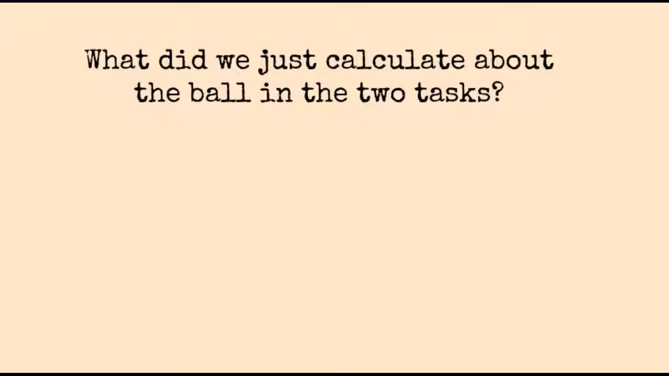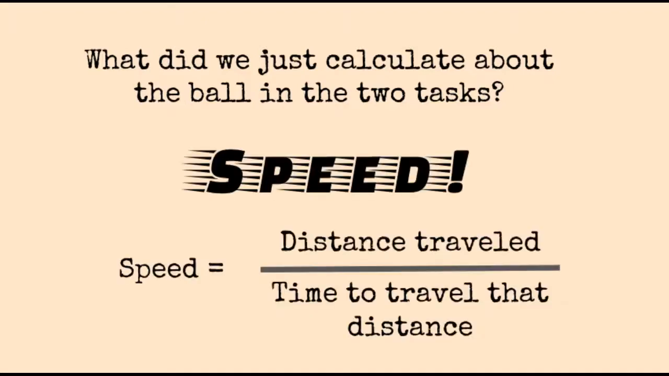So now you and your partner have finished measuring the distance your ball traveled and the time it took to go certain distances. So the question is, what was it that we were calculating? And the answer is, of course, speed, because speed is defined as the distance traveled divided by the time it took to travel that distance. So take a second, get that into your packet.